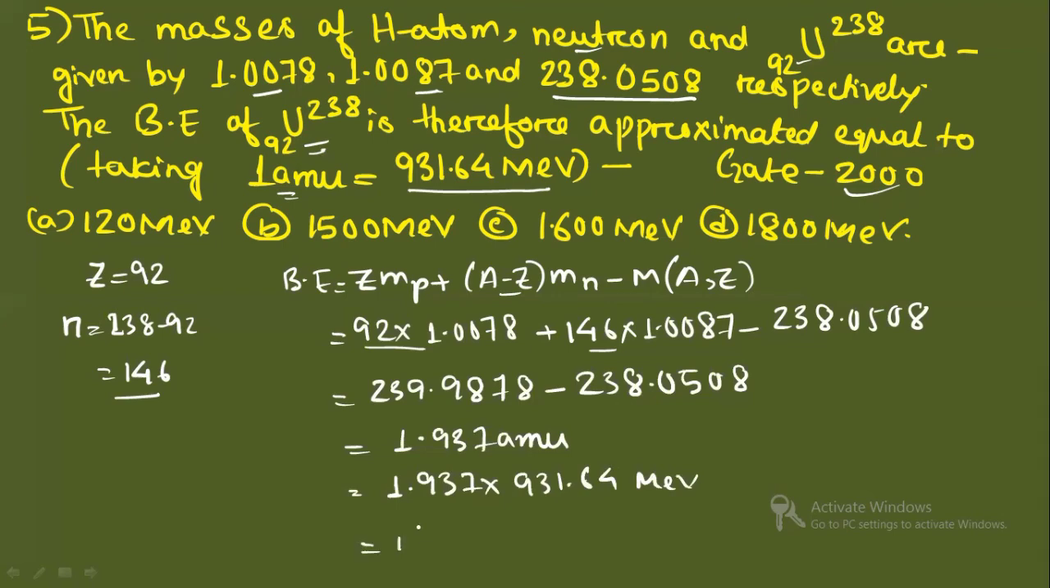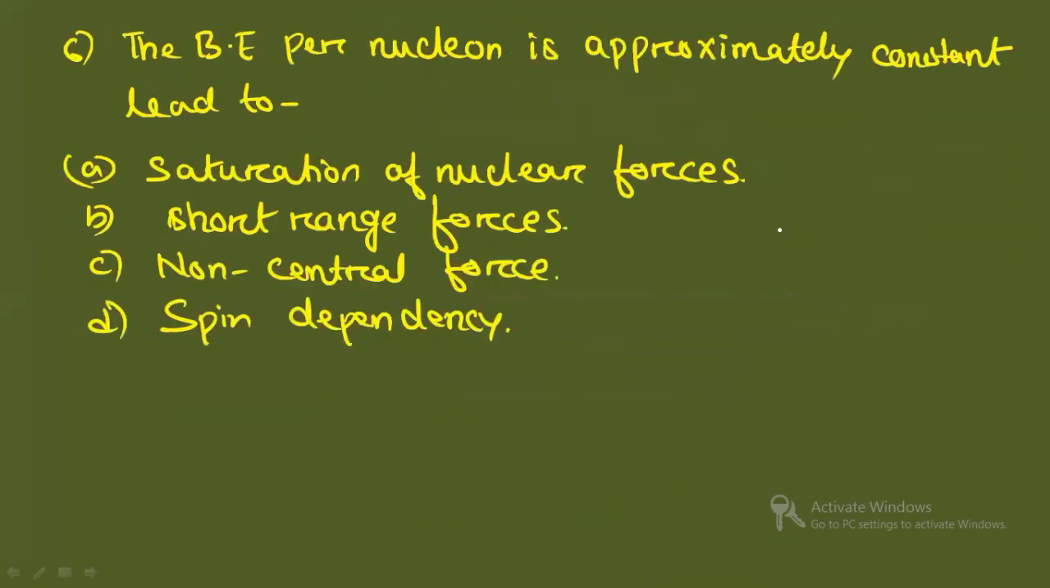So the correct answer is, when you multiply, you will get 1804.58 mega electron volt. So this is approximately 1800 mega electron volt, right? So the correct option is option D. So it is easy.